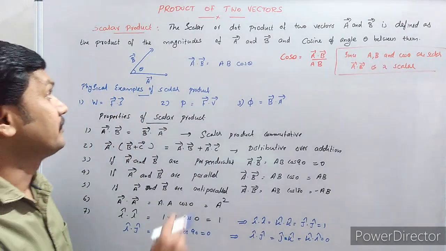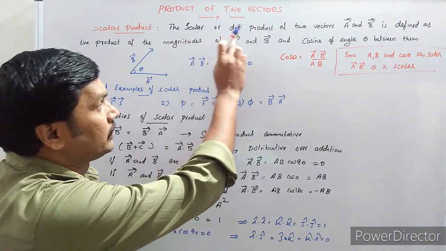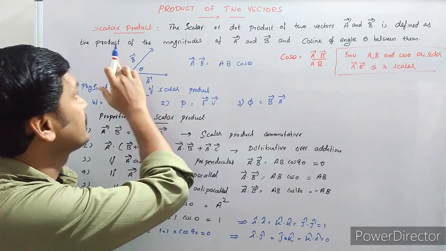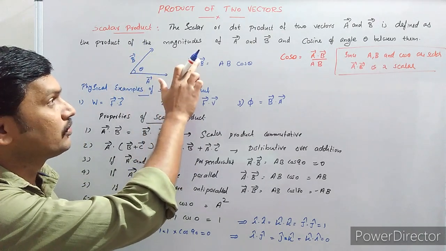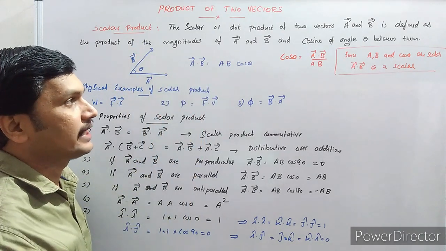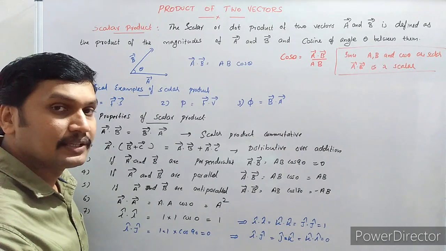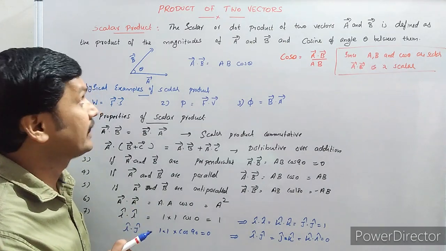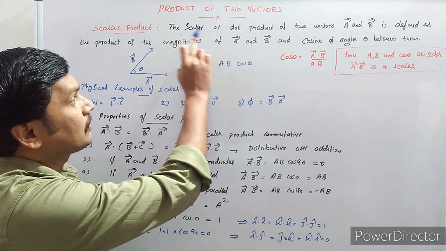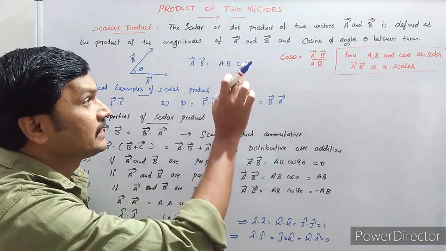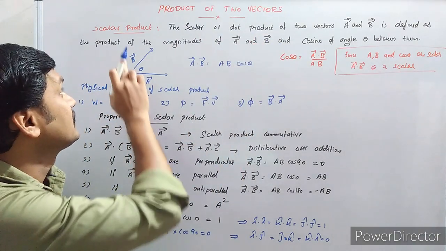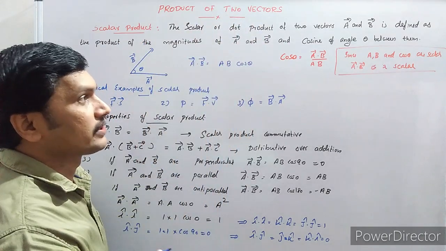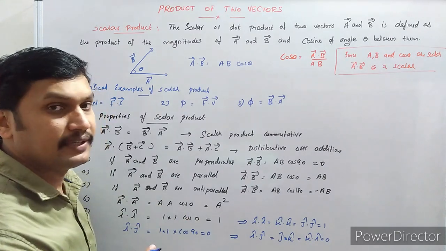The scalar product or dot product of two vectors A and B is defined as the product of the magnitude of A and B and the cosine of the angle between them. The scalar product is also known as dot product. The scalar or dot product of two vectors A and B is defined as the product of the magnitude of A and B and the cosine of angle theta between them.